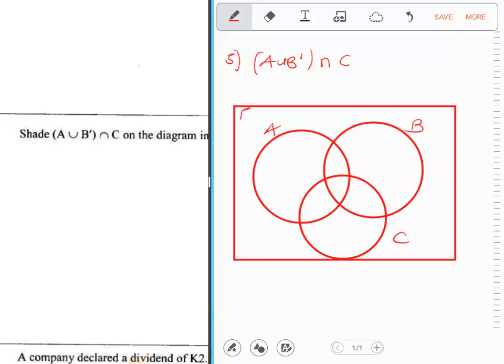This is our E. So we are saying A union B complement. We are saying elements not found in B, but they are combining with A. Also, they are intersecting at C. So we just want elements to do with C and A only. Like that. Done.